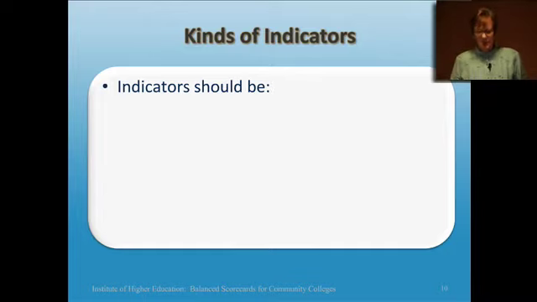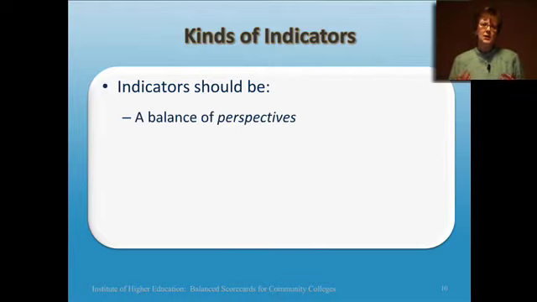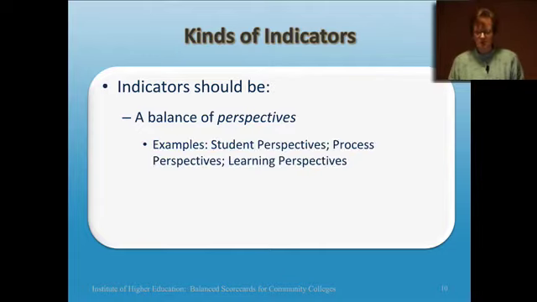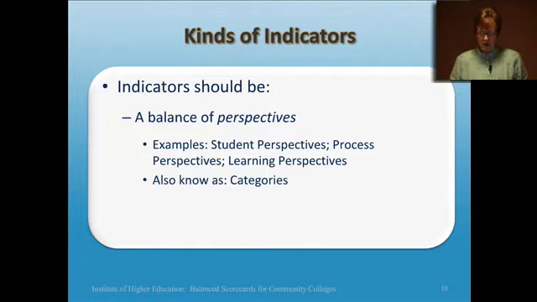So what are some of these kinds of indicators? I've already referred to the notion of balance. Now these should be a balance of perspectives or categories. There are several classic categories or perspectives that Kaplan and Norton have referred to, and I'll suggest some of these as we go along. They include perspectives such as the student perspective or process perspectives, learning perspectives, and so on. I'll call them categories or perspectives, either one.